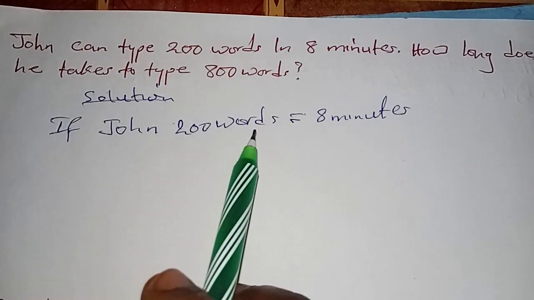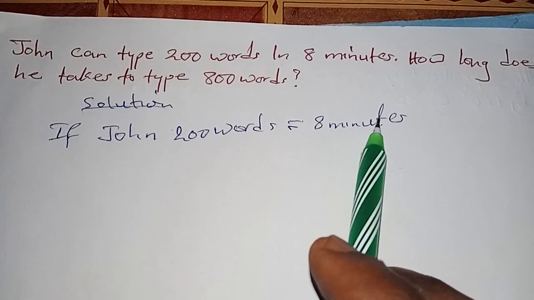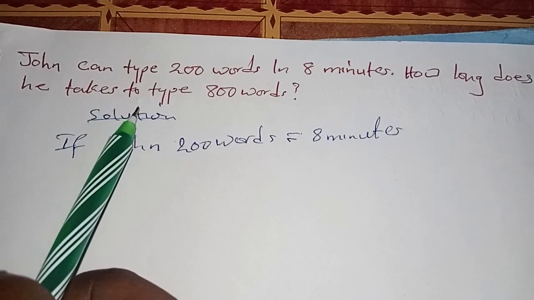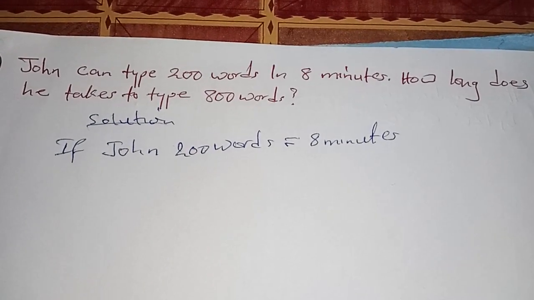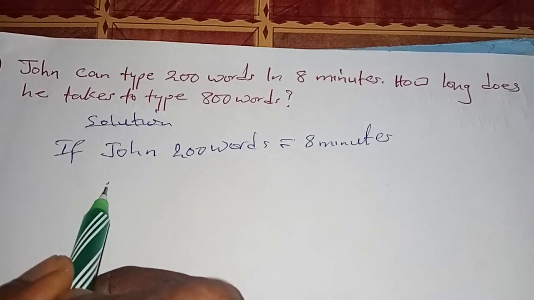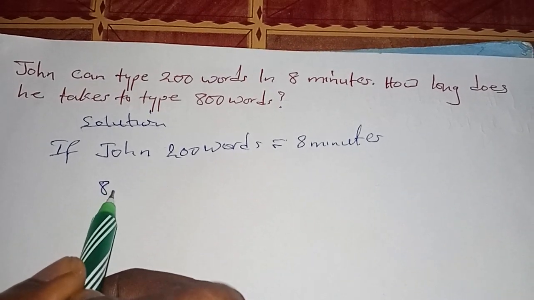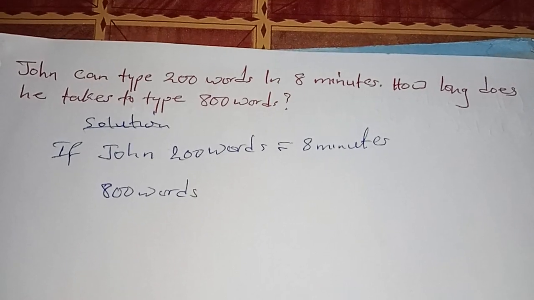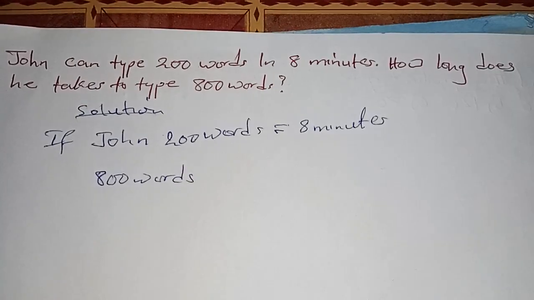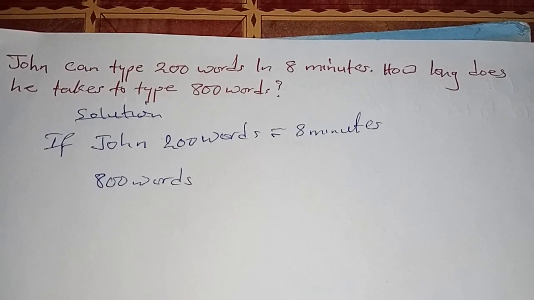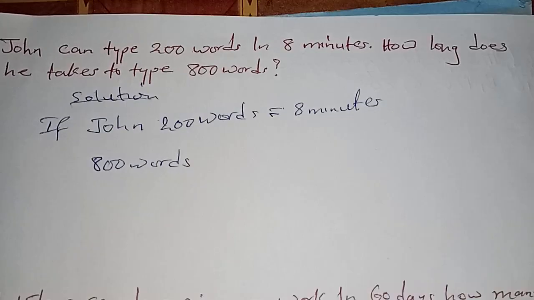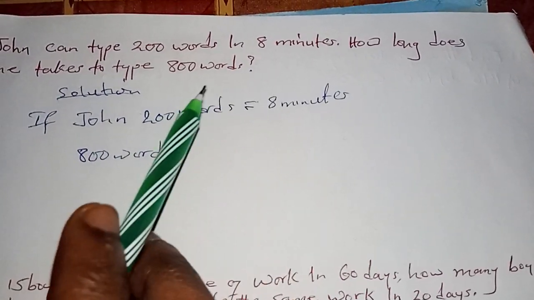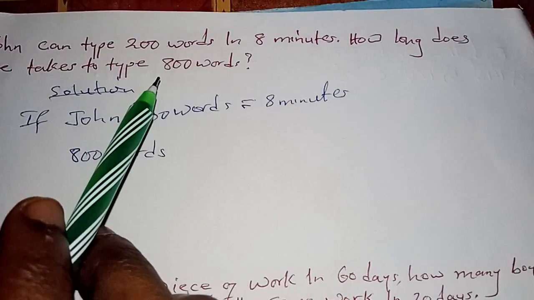Since John can type 200 words in 8 minutes, the question says, how long does it take to type 800 words? So we say he can take 800 words. Now for ratio and proportion, the unit should always be the same. The order of magnitude is very cardinal. So here, the question asks how long it takes to type 800 words.